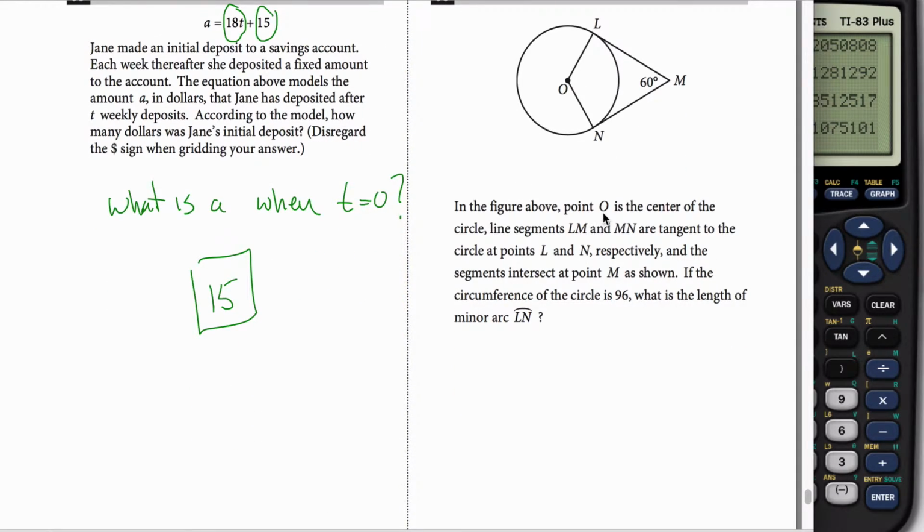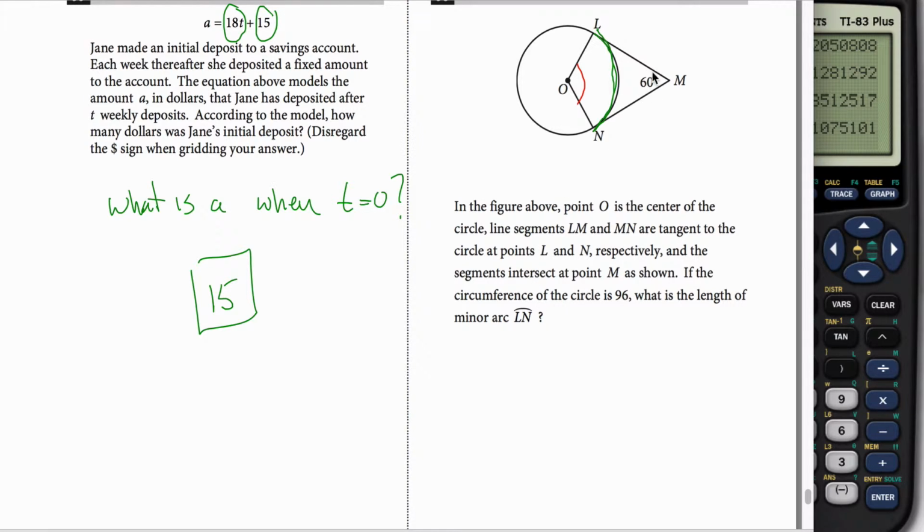36, in the figure above, O is the center of a circle. Line segments LM and MN are tangent. This line and this line are tangent to the circle, and the segments intersect at point M as shown. If the circumference of the circle all the way around is 96, what is the length of this arc LN? It's this arc length right here. Well, we could figure this out if we just knew this angle measure here. We can figure out this angle measure because I have a quadrilateral, a four-sided shape here, and the sum of the interior angles in a four-sided shape are always 360.